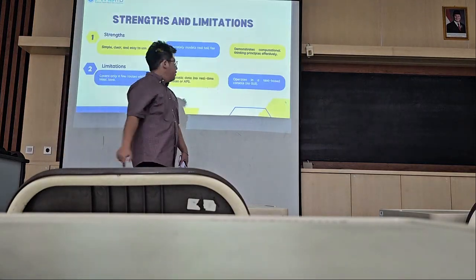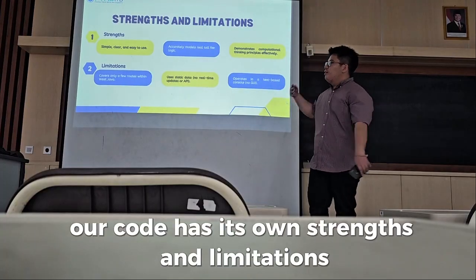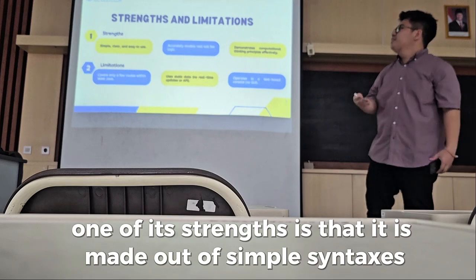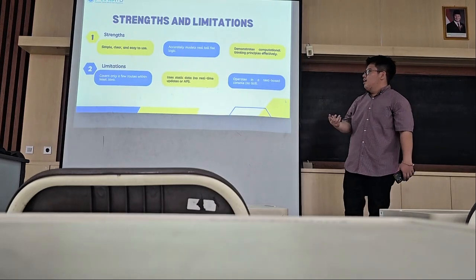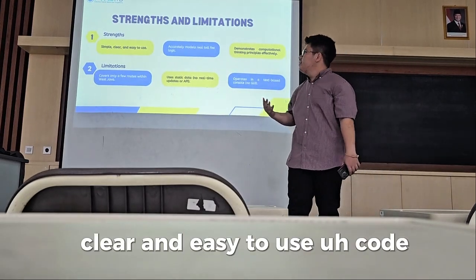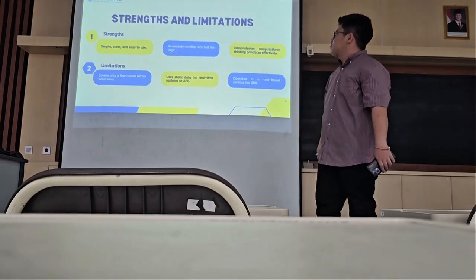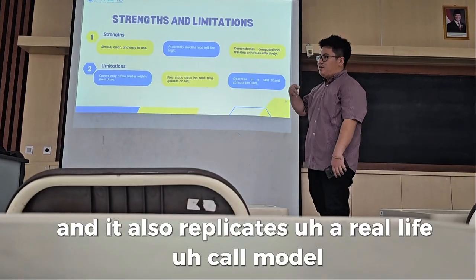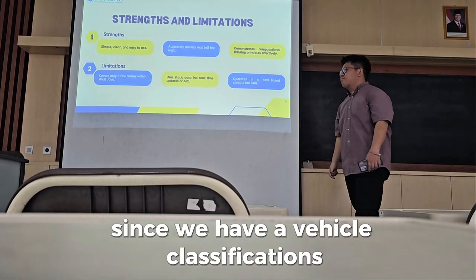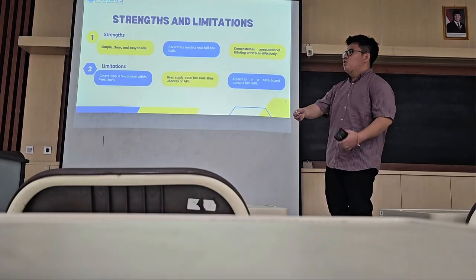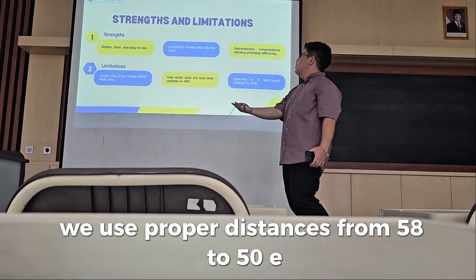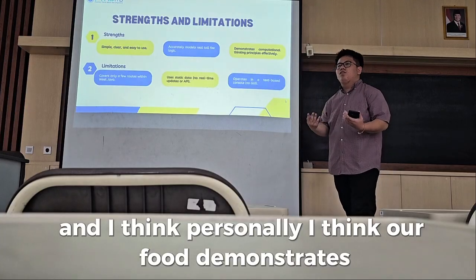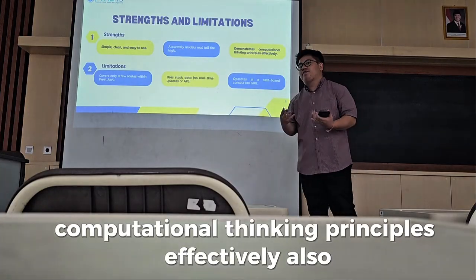Now, as I previously mentioned, our code has its own strengths and limitations. One of its strengths is that it is made out of simple syntaxes, resulting in a simple, clear, and easy to use code. And it also replicates a real-life haul model, since we have vehicle classifications, we use proper distances from city A to city B, so on and so forth. And personally, I think our code demonstrates computational thinking principles effectively.